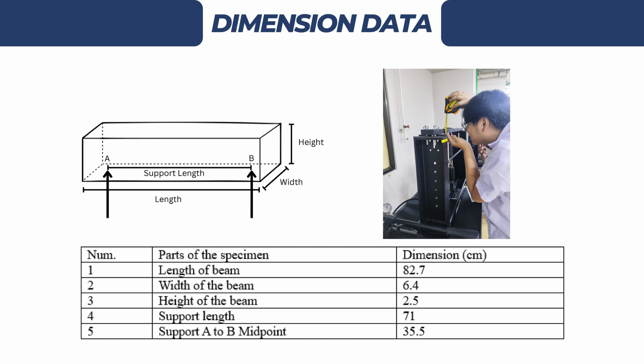So as I've mentioned before, we're going to be having a beam as our specimen, and our first job is to measure that beam. So the parts of the beam that are going to be measured involve the length of the beam, which has a dimension of 82.7 centimeters, the width of the beam with 6.4 centimeters, the height of the beam with the dimension of 2.5 centimeters, the support length, the total support length from A to B is 71 centimeters, and the support A to B midpoint, basically 71 centimeters divided by 2, which results in 35.5 centimeters.